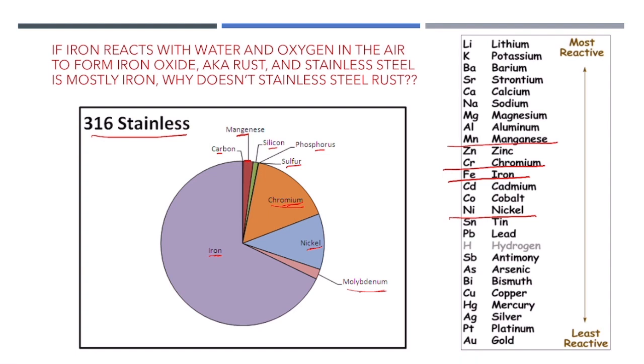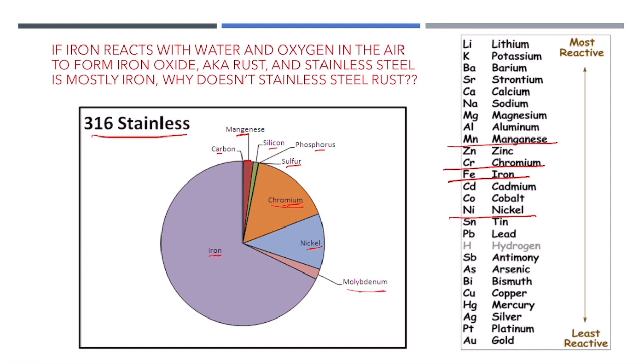And so chromium in this stainless steel does react with the oxygen in the air, and it forms something called chromium oxide. And that chromium oxide is called a passive tarnish, which means that unlike rust, which is more of an aggressive tarnish, it will not degrade the metal over time.